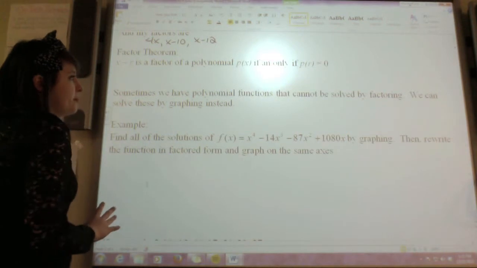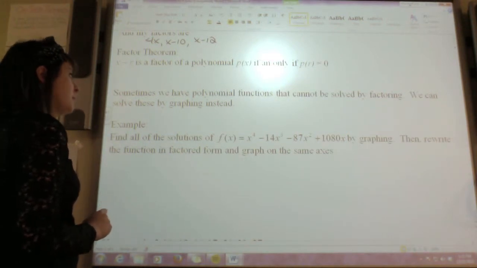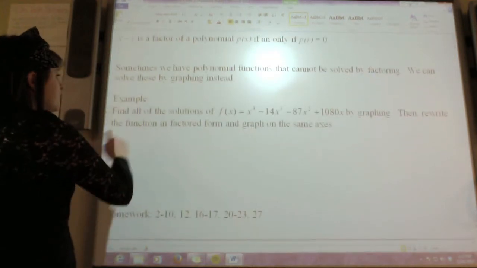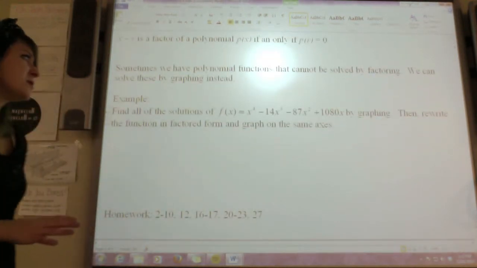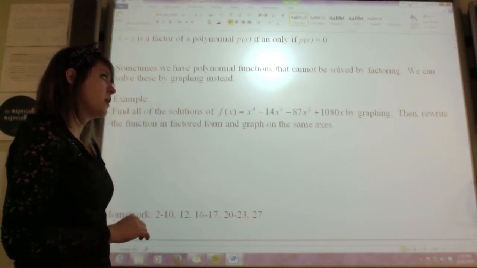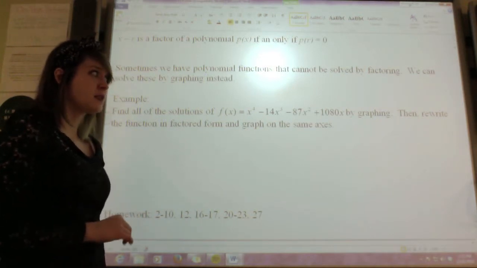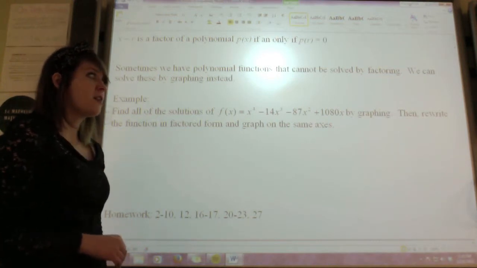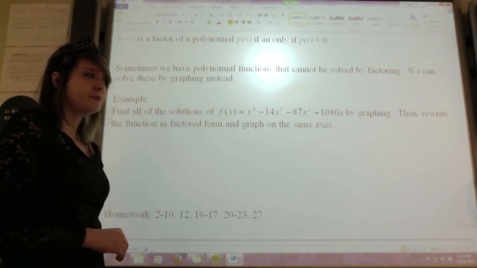Sometimes we have polynomial functions that cannot be solved by factoring. We can solve these by graphing instead. So for example, we want to find all of the solutions of x to the fourth minus 14x cubed minus 87x squared plus 1080x by graphing. And then we want to rewrite the function in factored form and graph on the same axes.